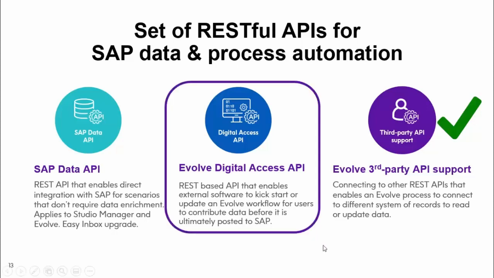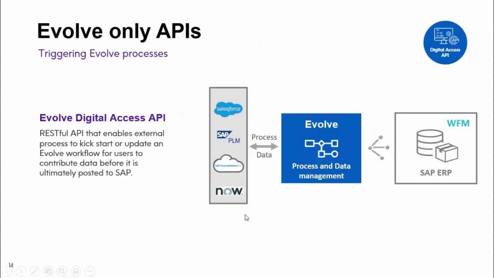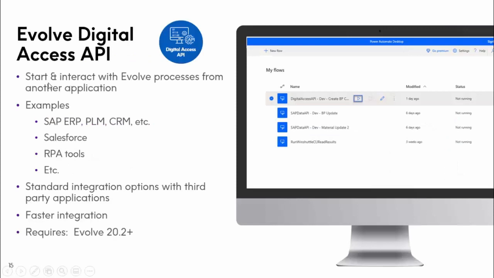Now I'd like to cover the Digital Access API, which again is going to allow you to interact and kickstart these Evolve processes. Countless times over the years I've been here where we've been asked to kick off a workflow from inside SAP or from Salesforce or from PLM, SuccessFactors, you name it. And it will allow you to interact with Evolve to start and interact with those processes. Again, starting or interacting with the Evolve processes. Lots and lots of examples of where that might be the case.